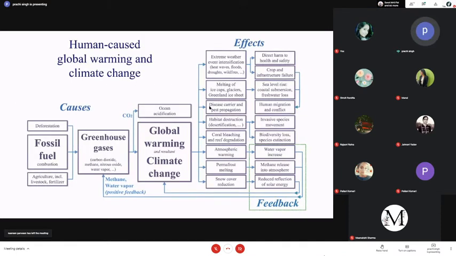Then we also discussed how fossil fuel and deforestation are associated with the production of greenhouse gases, and with these greenhouse gases global warming and climate change are happening, and ocean acidification is happening, and then all the changes in terms of habitat destruction, sea level rise, crop failure, melting of ice glaciers, and removal of the snow cover, etc., are happening.